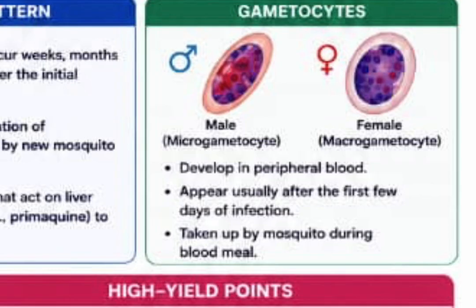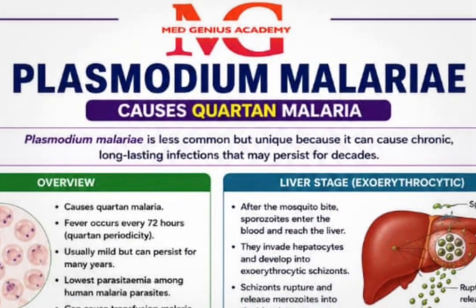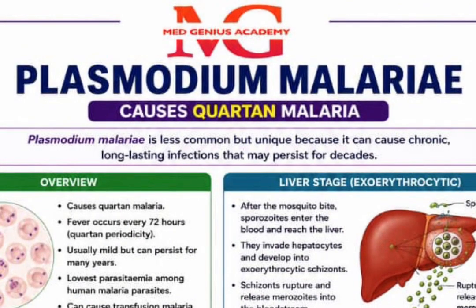So the next one here is malariae. What happens with malariae? Malariae is the less common cause of malaria. We call it quartan malaria. But the unique thing is that it forms a chronic, long-lasting infection, which can last for decades.